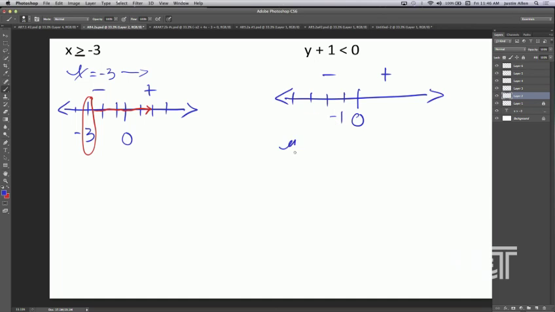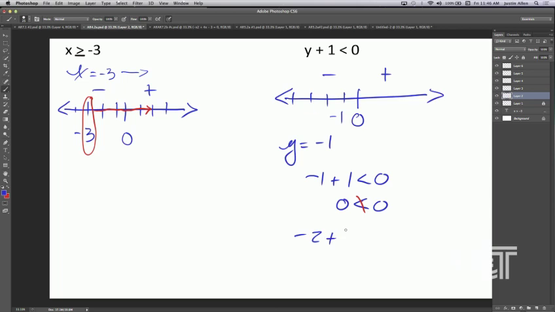If I were to say that y is equal to negative 1, and then I substitute that inside my equation to say negative 1 plus 1 is less than 0, what is negative 1 plus 1? It's 0. Is 0 less than 0? No, it's not. And so that's not a valid statement. So I'm going to go one number less than that.